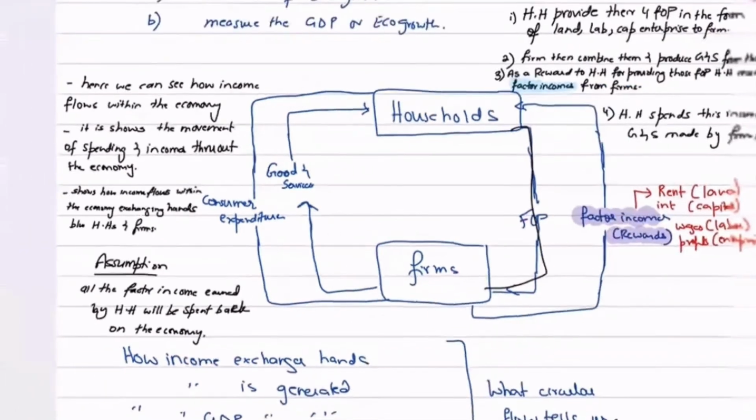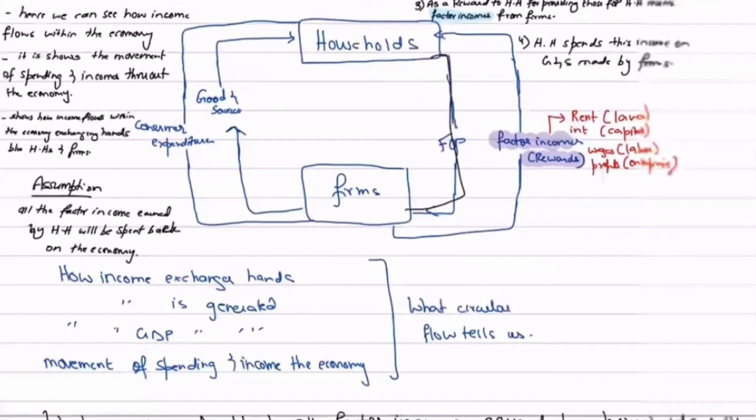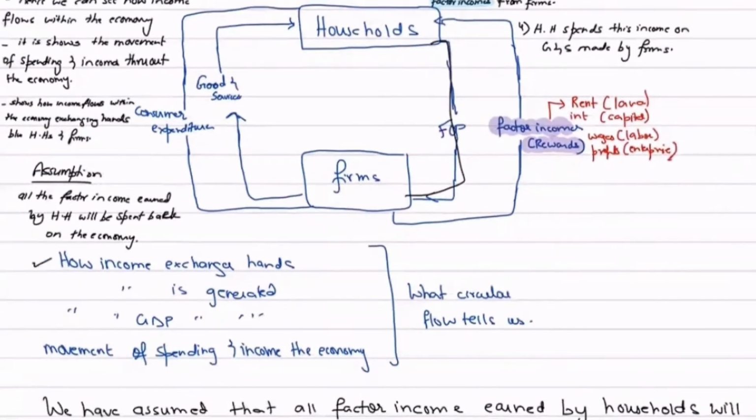So basically, it is showing how income is being generated. It is showing how income exchanges hands, how income is generated, how GDP is generated. It is showing the movement of spending and income within the economy. So there are four ways of saying what the circular flow tells us, right?